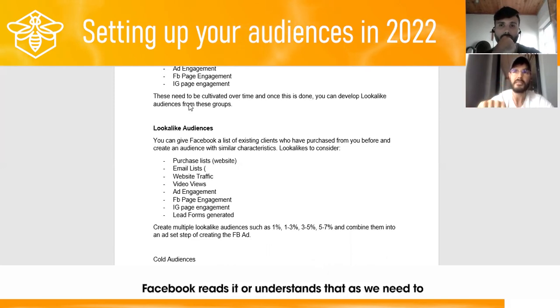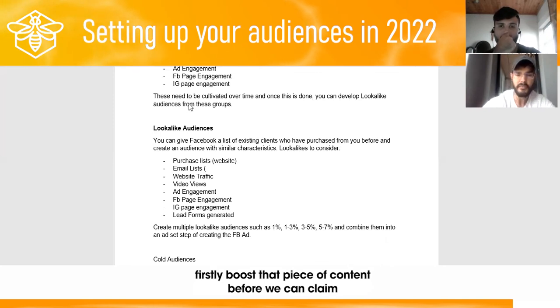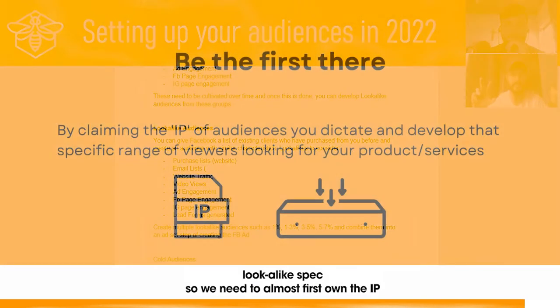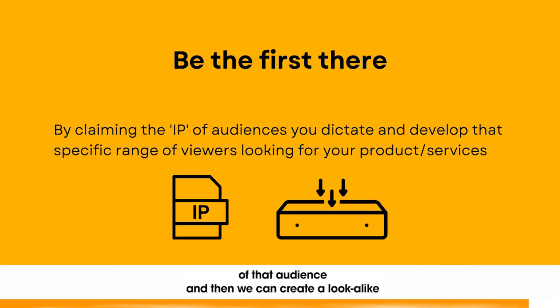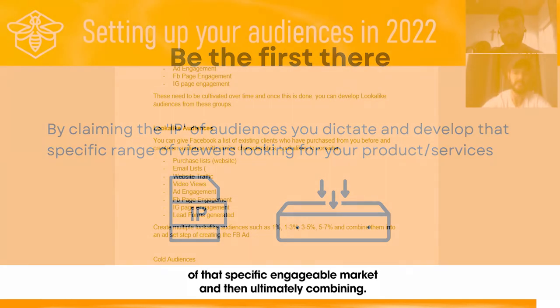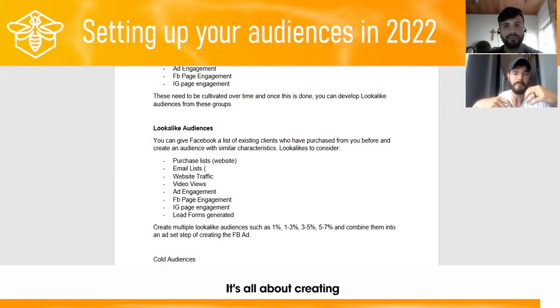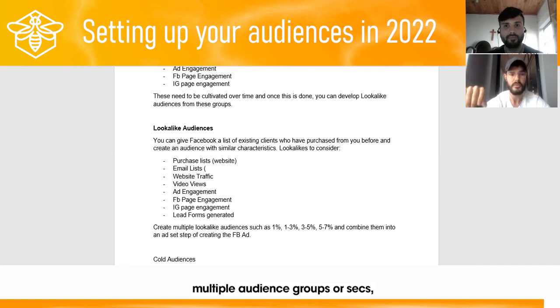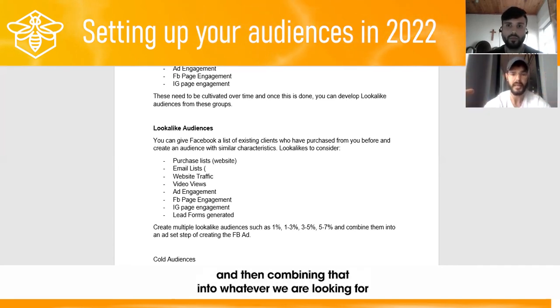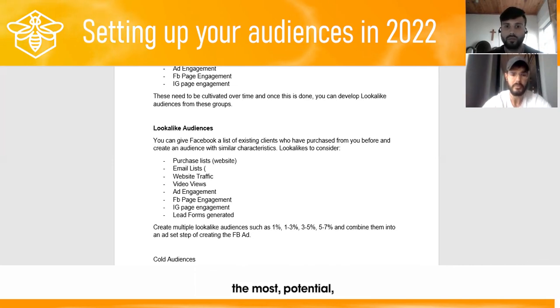But Facebook understands it as we need to first boost that piece of content before we can claim that as a combined lookalike spec. So we need to almost first own the IP of that audience, and then we can create a lookalike of that specific engageable market, and then ultimately combine it. It's all about creating multiple audience groups or sects, whether it's lookalikes, whether it's retargeting, and then combining that into whatever we are looking for, the highest quality potential audiences. Definitely.